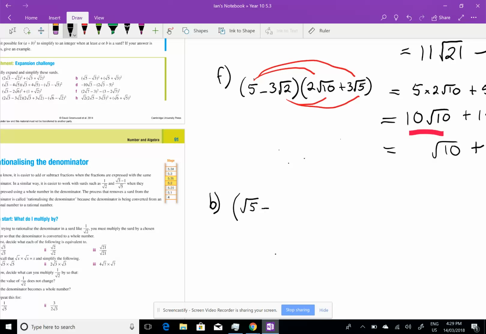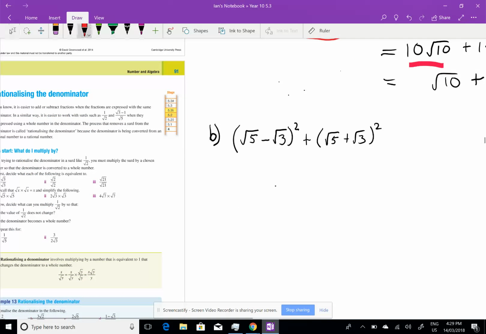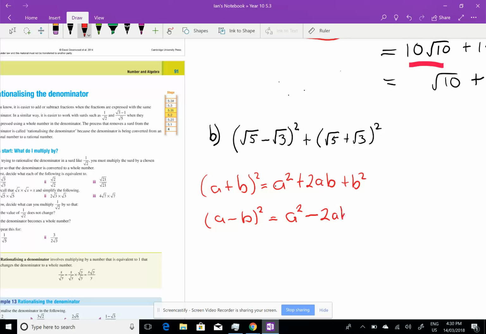Root 5 minus root 3 all squared plus root 5 plus root 3 all squared. Now, these ones are going to use these rules. A plus B all squared is the first thing squared plus 2 times everything plus the last thing squared. But we've also got a minus 1 there, and A minus B all squared is the first thing squared minus 2 times everything plus the last thing squared. So let's go back.